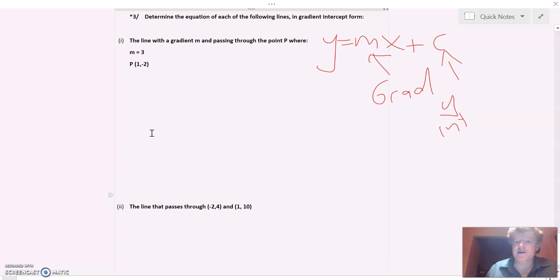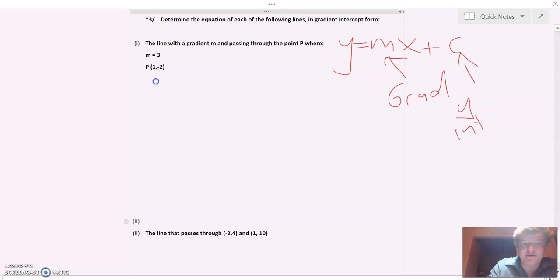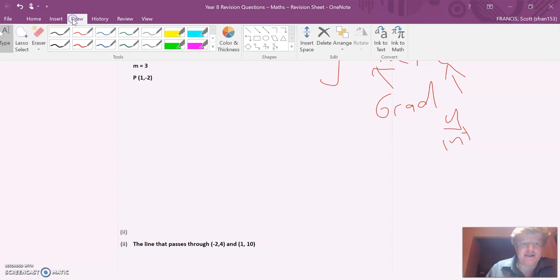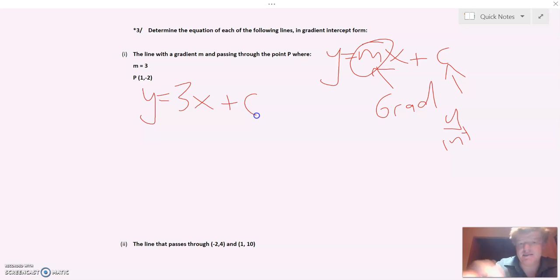It asks us to find the line with a gradient of m passing through the point P, where m, the gradient, is 3, and there's a point on the line that is (1, -2). So we can get started. We know what the gradient is already. So we know that y equals, well, we said the intercept form is y equals mx plus c. We know what m is, it's 3. Y equals 3x plus c.